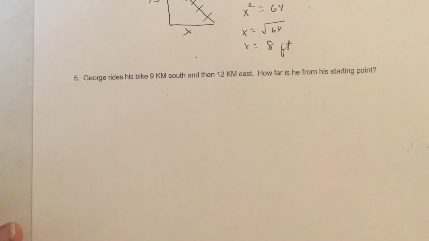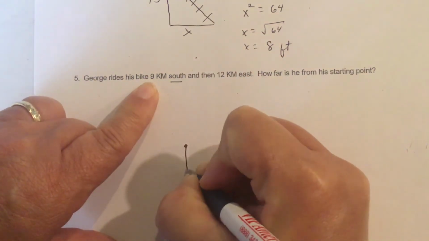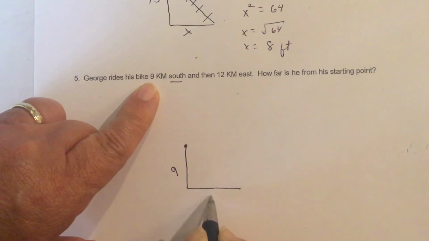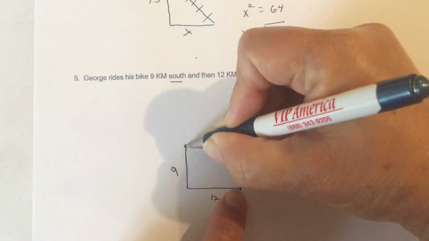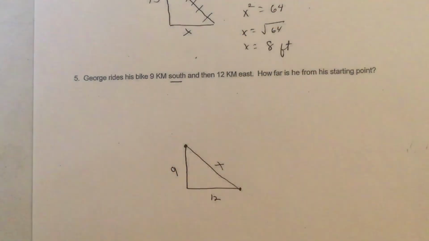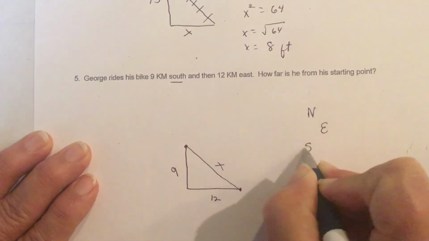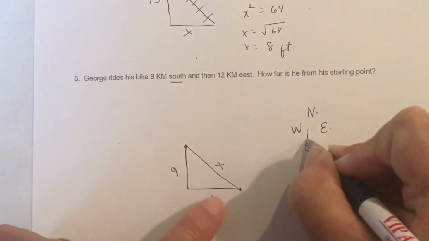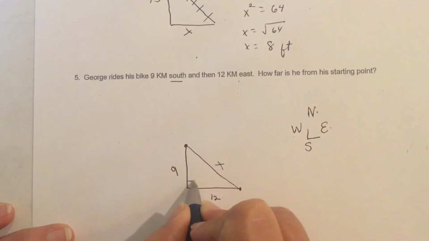All right, last one. You've got George. He's right here, and he's riding his bike south 9 kilometers. So now George is here. And then he's going to go 12 kilometers east. We want to know how far he is here from his starting point. I don't know how you find your north, south, east, west, but I learned never eat soggy waffles. North, south, east, west. So south was down and then east was right when I was trying to set this problem up. Okay, this would be the 90-degree angle.